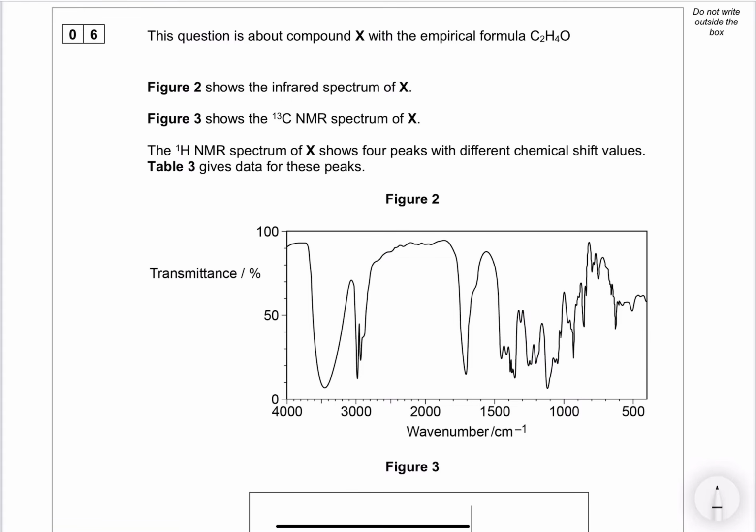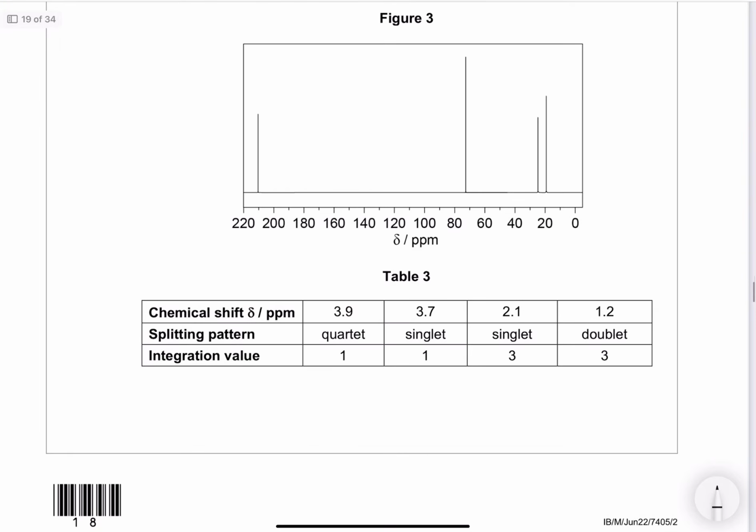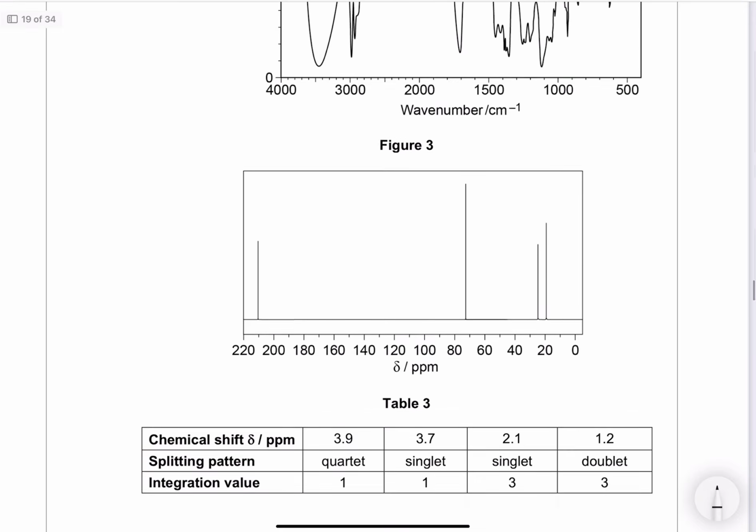This question is about compound X with the empirical formula, so that's the simplest whole number ratio, C2H4O. We've got the infrared spectrum, the carbon-13 NMR and the 1H NMR information in a table. So we've got two figures and a table. If we look at the proton NMR at the bottom, we can see that the integration values add up to 8: 3 add 3 add 1 add 1.